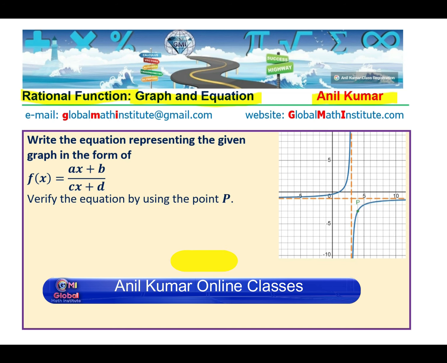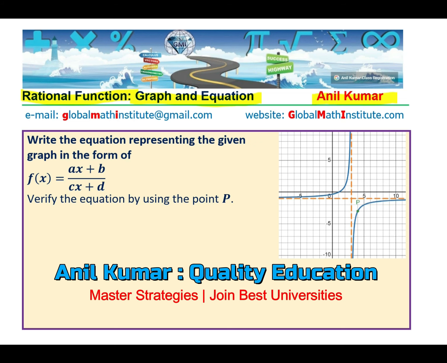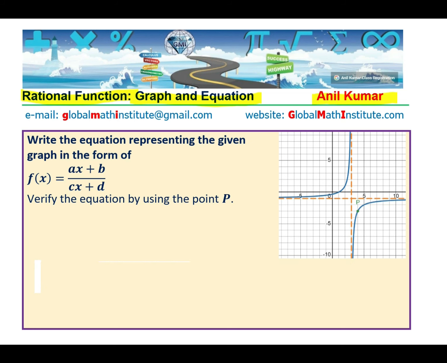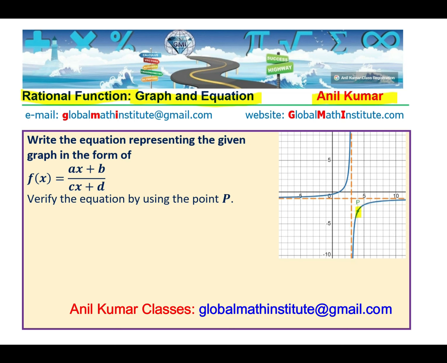The question here is, write the equation representing the given graph in the form of f of x equals ax plus b over cx plus d. Verify the equation by using the point P. So let's look into the graph. Here is a point P, and we are also showing vertical and horizontal asymptotes with the help of dotted orange lines so that you can clearly see what we are up to.